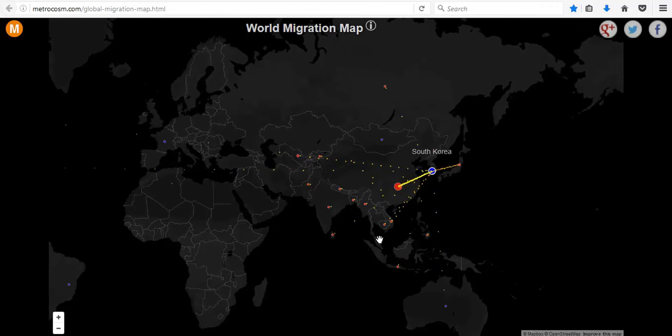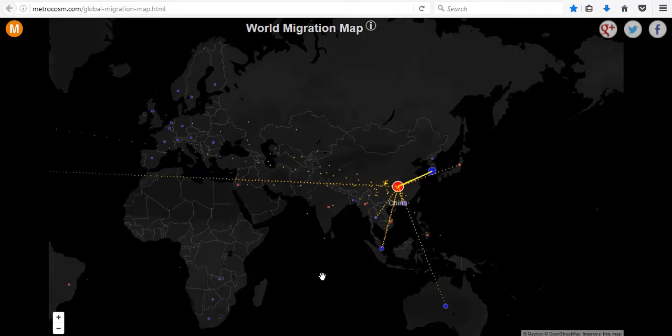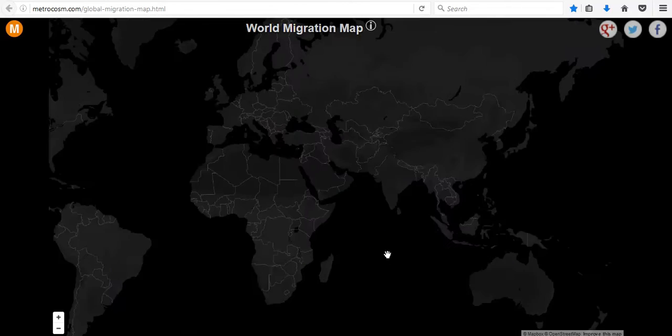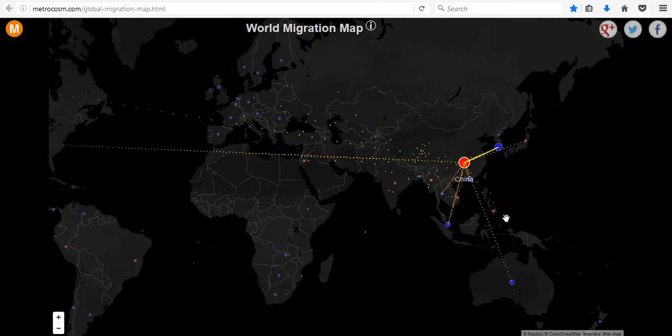Now let's look at some patterns for China. So go ahead and click on China's dot. We can see a lot of blue dots. So that means there's a lot of out-migration to a variety of countries, which are leaving from China. So you see some neighboring countries.